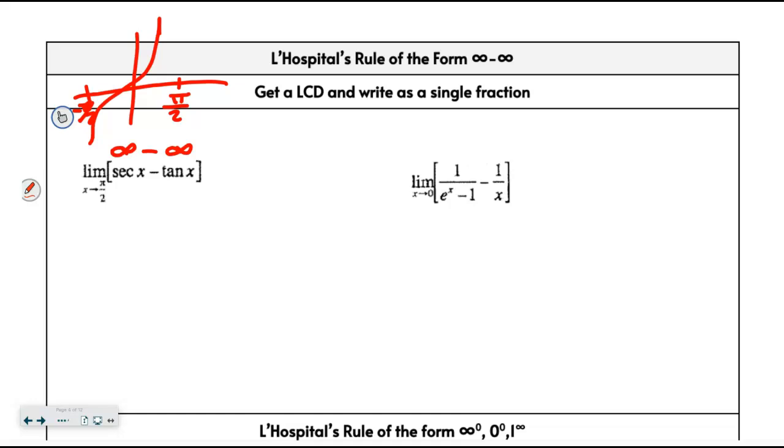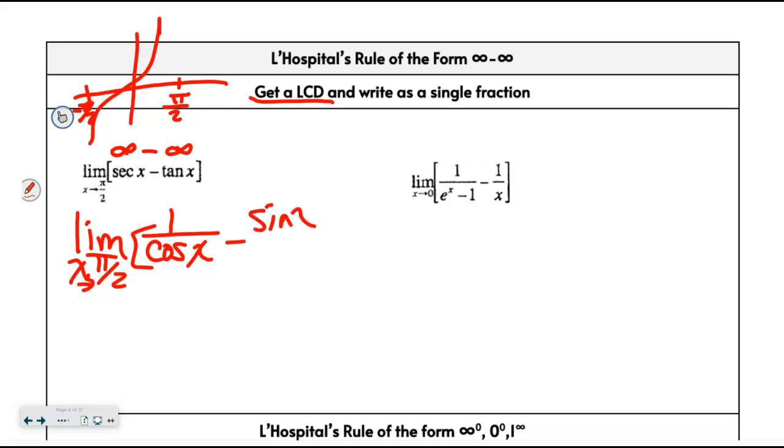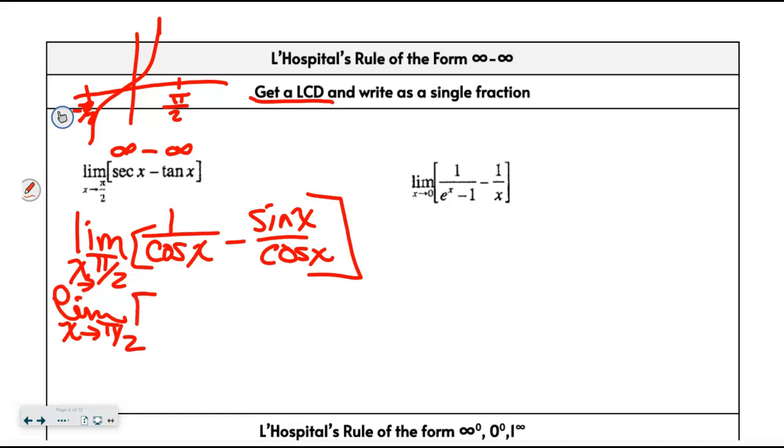So what you're going to do is get an LCD. I told you I don't like secants. What did I tell you I would consider it? 1 over what? So trig back in full force. What do you think I'd write tangent as? Sine over cosine. Perfect. So I'm going to get rid of my subtraction by getting an LCD, minus sine x over cosine x.